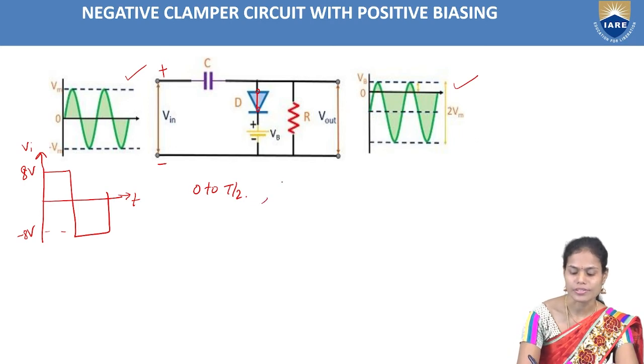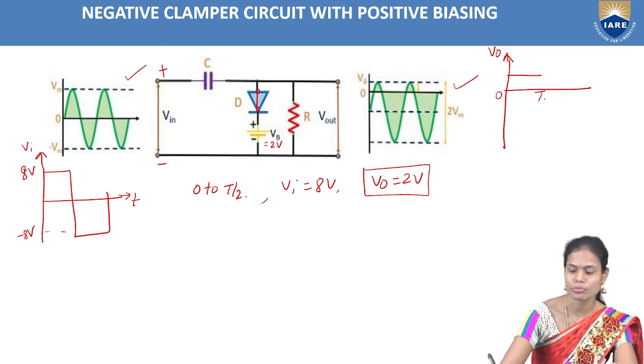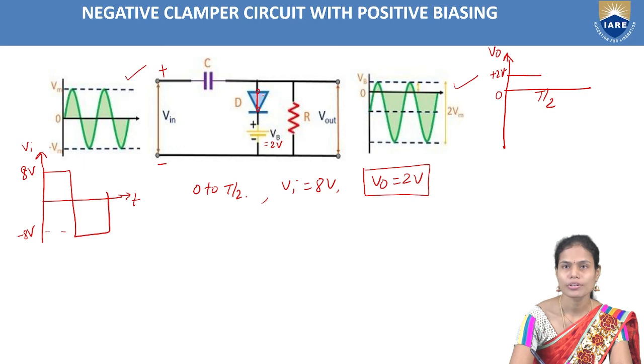In this case, the output voltage will be the battery voltage we are providing. I am taking the battery voltage as 2 volts here. So the output voltage is 2 volts during the 0 to T by 2 duration. I am drawing that output voltage here, that is plus 2 volts from 0 to T by 2. And once the diode is in conduction mode, the capacitor starts charging with the same polarity as the applied input signal.